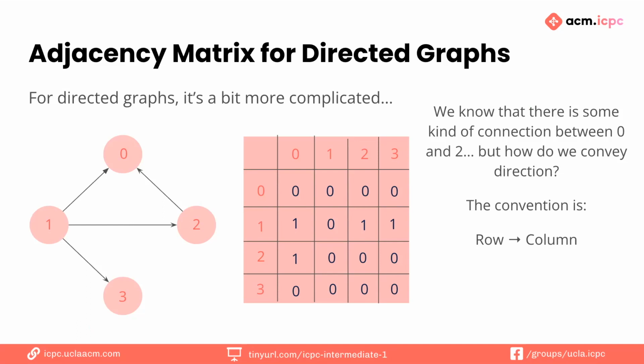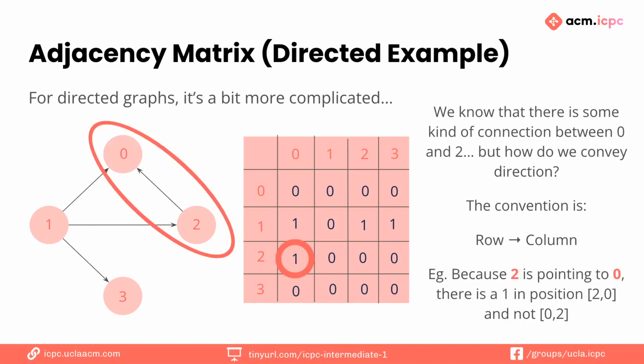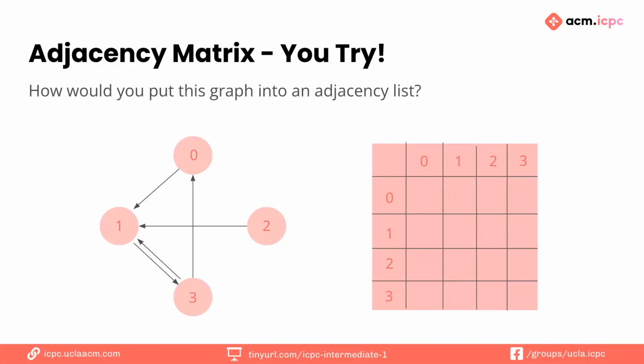So if you want to say that 0 is pointing to 3, then you'd go to the 0th row and the third column and put a 1. And otherwise, it's a 0 to represent the lack of that connection. So, oh yeah, here's a good circle. From 2 to 0, you go to the second, really third row, and the 0th column, and that's why there's a 1 there. So can anybody tell me how they would put this graph into an adjacency matrix?